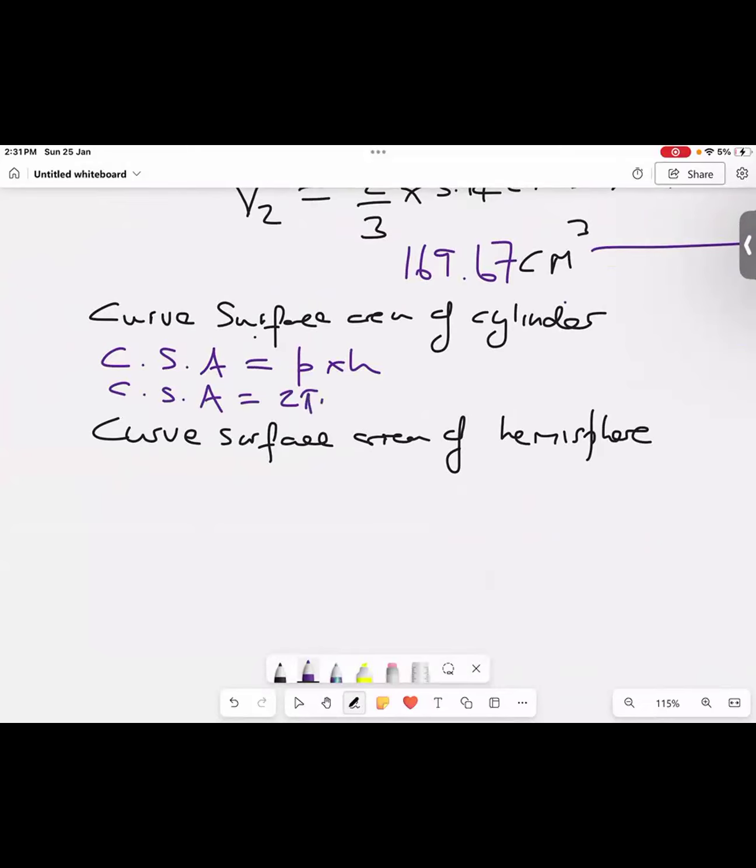You times that by h. In a second, I'll come back to that formula. All right, we're going to plug in some values shortly.